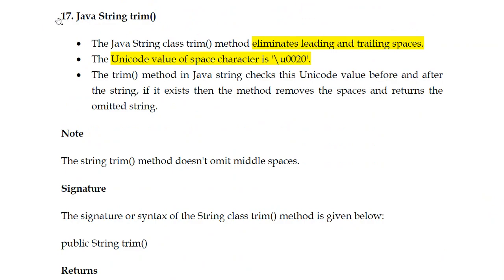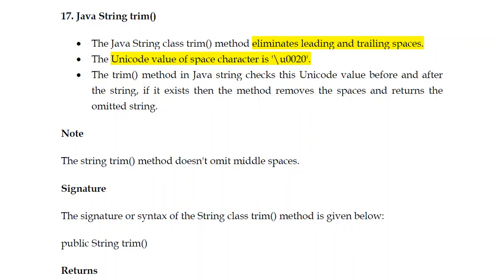Leading space, in the sense, before this method name, we have some space. This space is called the leading space. After the trim method parentheses, if we have some space, this space is called the trailing space. If you have some space before the text, that space is called the leading space. After the text, at the end of the text, if you have some spaces, those are called trailing spaces.